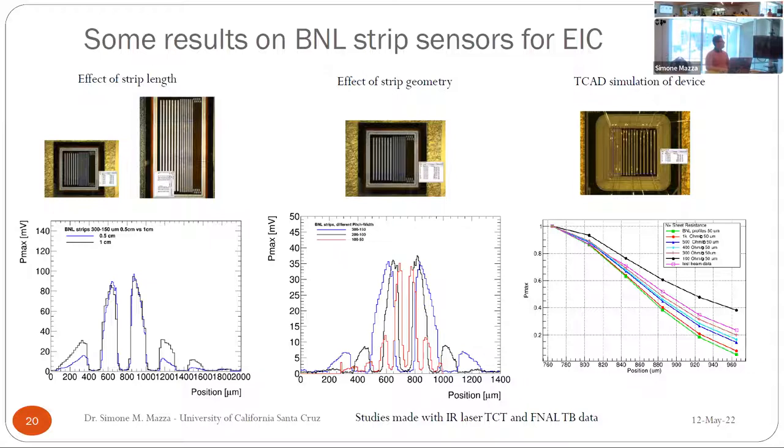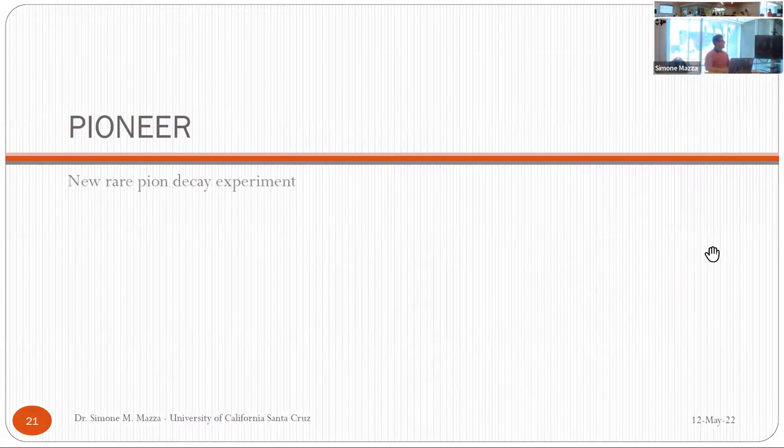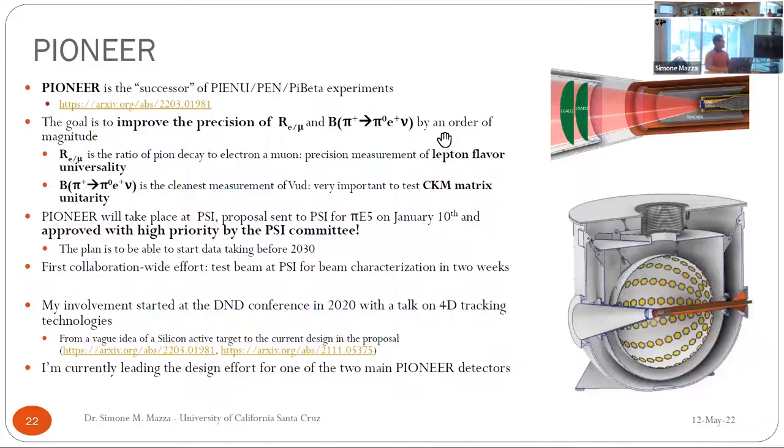Yeah, and then that was just a very brief outlook of the electron ion collider. I'm going to now switch to Pioneer, which is the experiment I'm mostly involved with. So Pioneer is the successor of these three experiments here: Pioneer, PiBeta, PIENU.